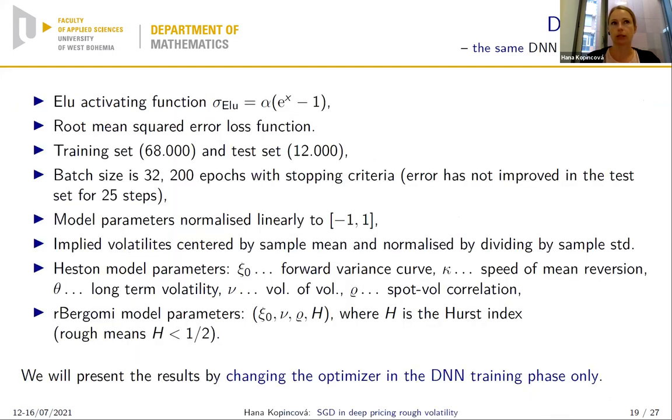Some necessary settings for the neural network: we choose the ELU activation function and the root mean squared error loss function. This is the size of the training set and the test set. The batch size is 200 epochs. Model parameters are normalized linearly to the interval minus 1, 1. So here are the known model parameters.